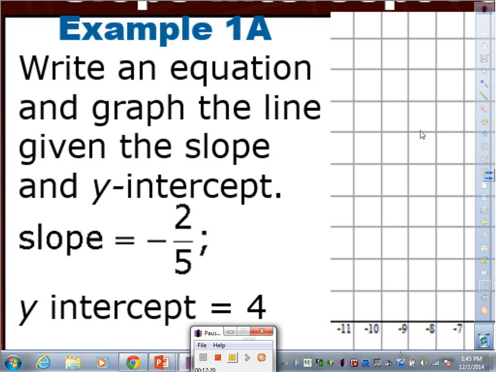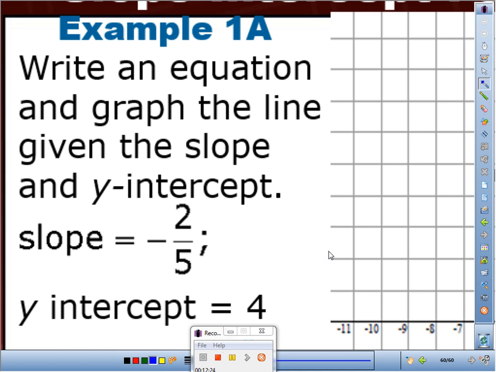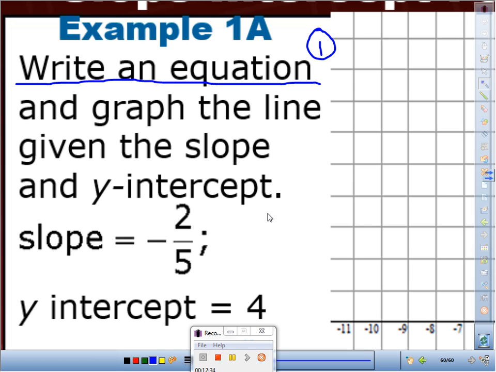Now, as you're writing your problem down, notice that they're asking us to do 2 things. The first thing I'm going to underline with blue. They're asking us to write an equation. So I'm going to label that. That's the first thing they're asking me to do. The second thing they're asking me to do is to graph the line. I'm going to write a little 2. Why? So I can distinguish the 2 things that they're asking me to do. So far, so good?